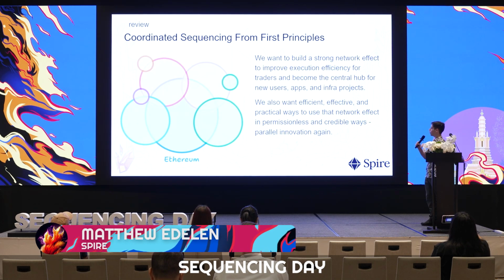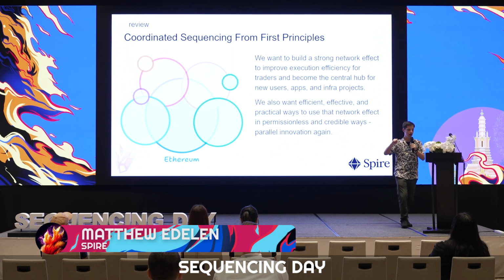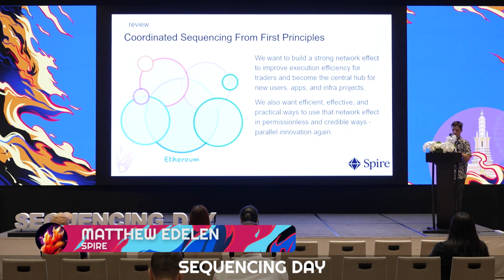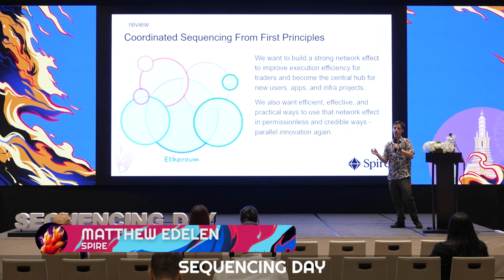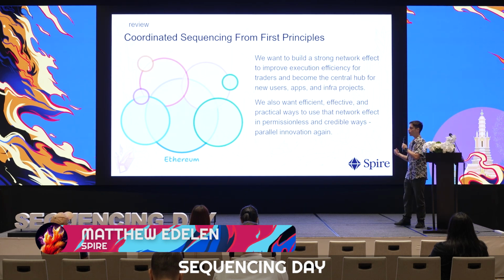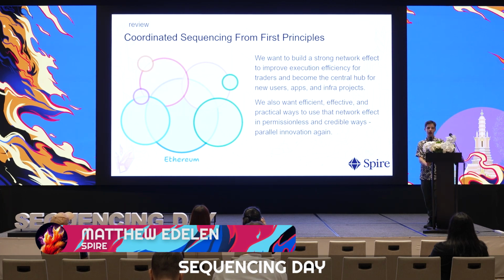So let's kind of start over. What do we want? We want to build a strong central network effect that enables things like execution efficiency to be an organization and coordination layer for apps, infra, et cetera, right? If you want to deploy an Oracle, you deploy that on layer 1, and every based rollup can use it. We also want efficient, effective, and most importantly, practical ways to use that network effect.